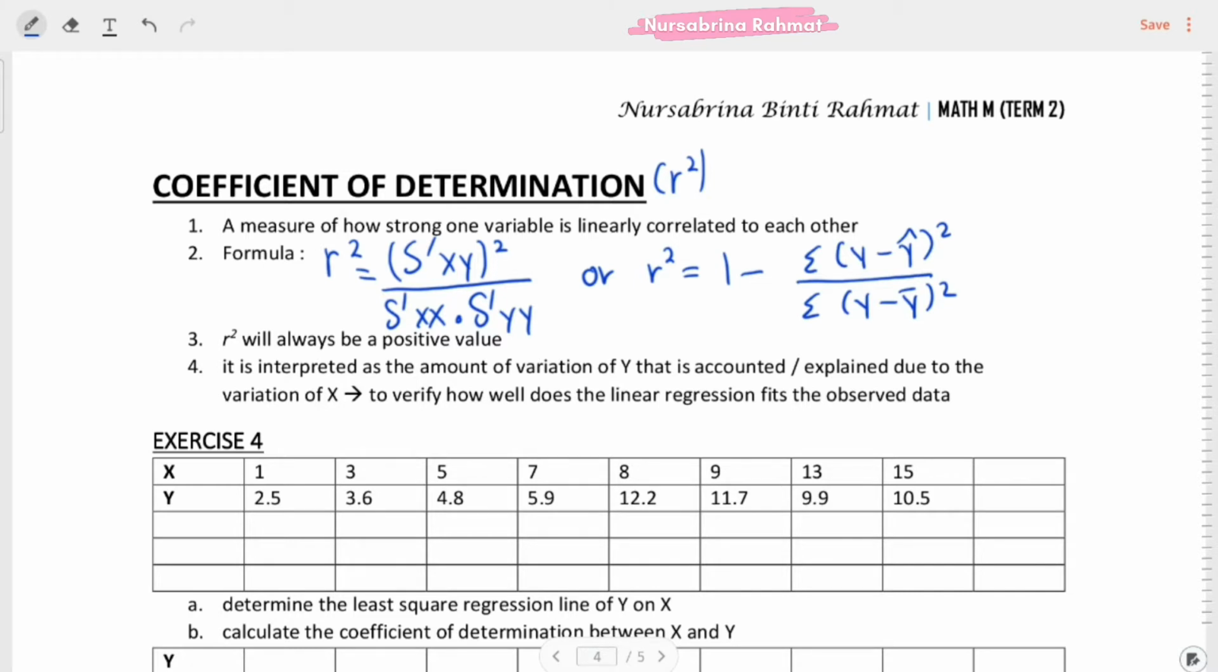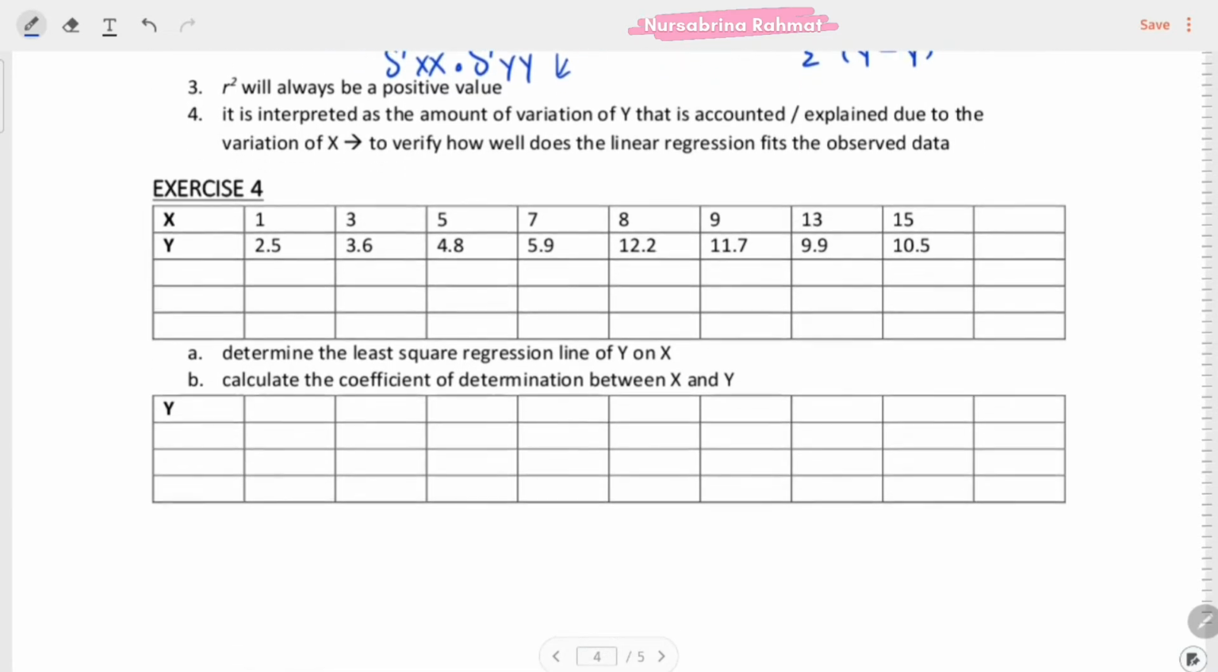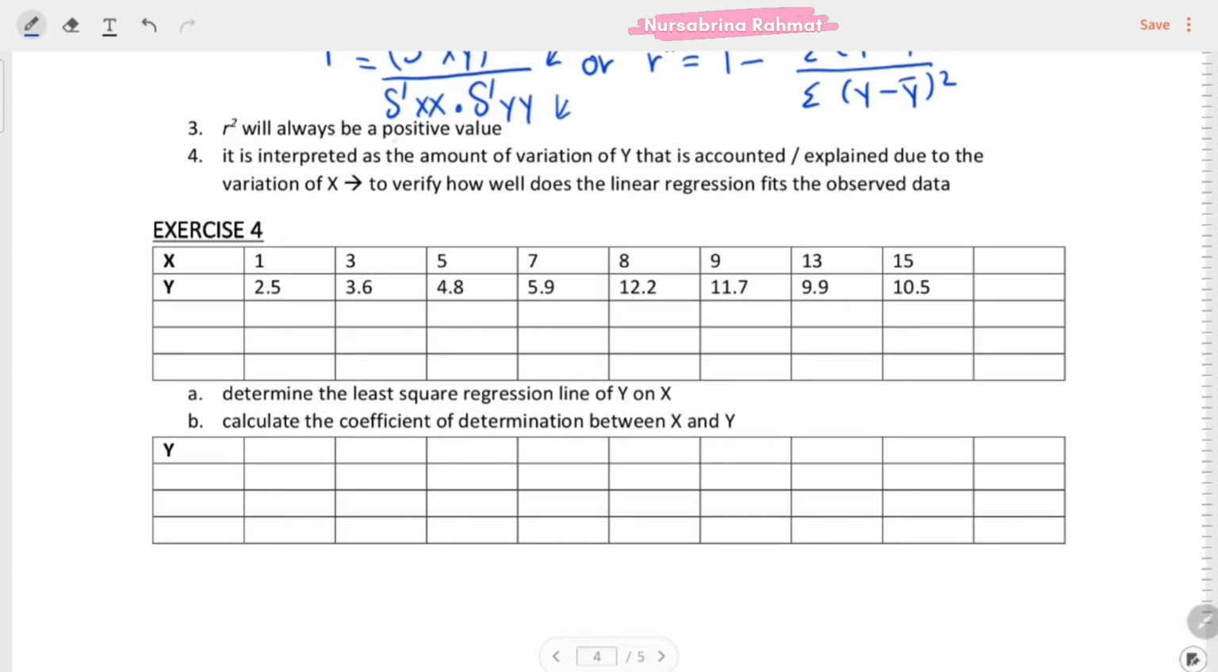Both formulas can be used if you are given x and y data, but only equation 1 can be used if the question gives you the summarized data, which is the sum of x, sum of y, sum of x square, sum of y square, and sum of xy. For that, you can only use the first formula. But if they give you x and y data, you can choose to use either equation 1 or equation 2. They both will give you the same answer. R square will always be a positive value, so please take note.